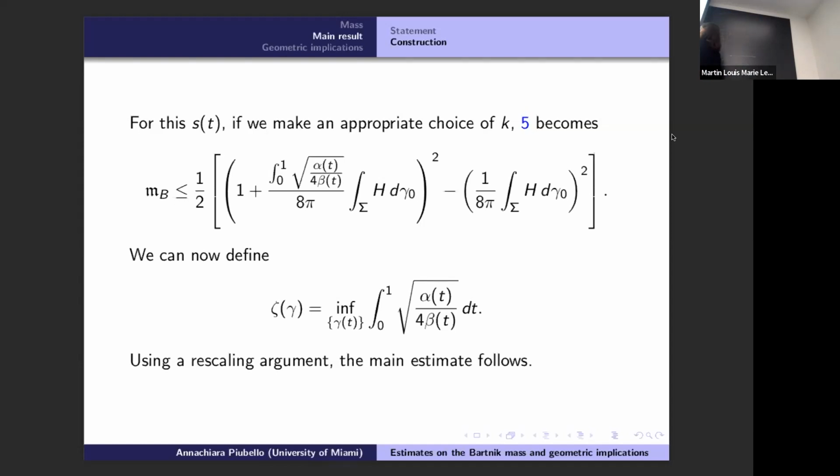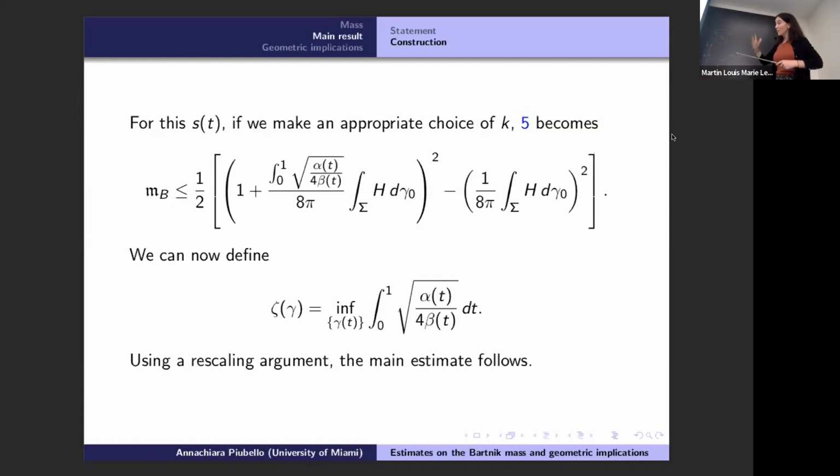Zeta gamma is this integral here defined over alpha and beta. Now, suppose that we have a round metric. Remember that our path of metrics is connecting gamma to the round metric. So when we start with the round metric, we can just take the constant path, right? But now alpha is a quantity that depends on the derivative of this path. But if the path is constant, alpha will be 0. So when we have a constant path, this alpha will be 0, and so this infimum will be 0. So this shows that for the round case, this estimate is the same as the one derived by Miao.